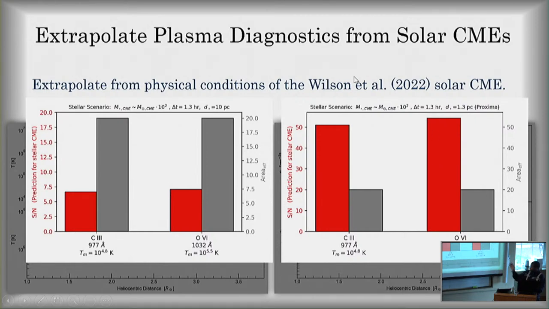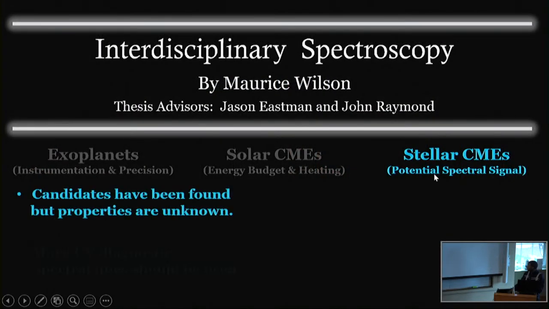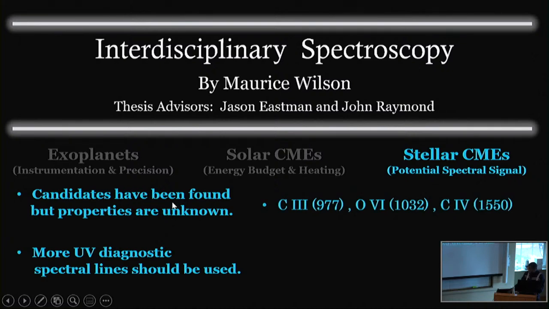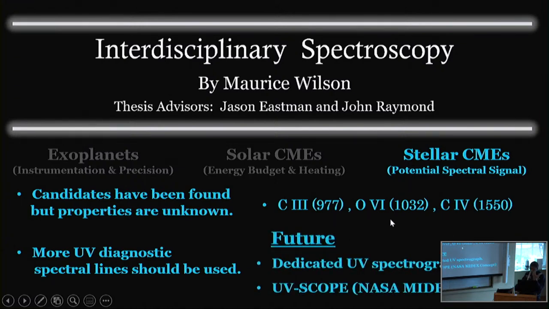So that's what I've been up to, making these predictions and proposing that we use certain spectral lines because I like these spectral lines. They are very helpful for intensity ratios. You already know this one, 1032 oxygen 6. I'll just summarize here. CME candidates have been found, but the properties of the CMEs are not very well known. I propose that more UV diagnostic spectral lines be used. These in particular are pretty nice, pretty useful, and based on my predictions, can be observed, especially if it's the M-dwarf Proxima Centauri.